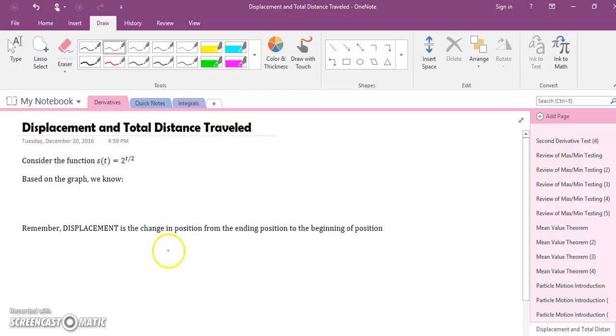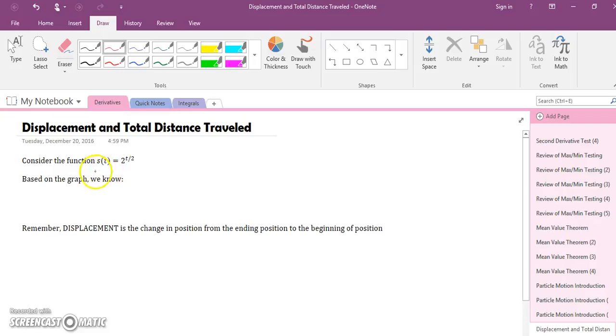Hi everybody, today we're going to talk about the last topic related to particle motion, and that is displacement versus total distance traveled. You're going to need to be able to find both given any position function s of t and distinguish between the two.